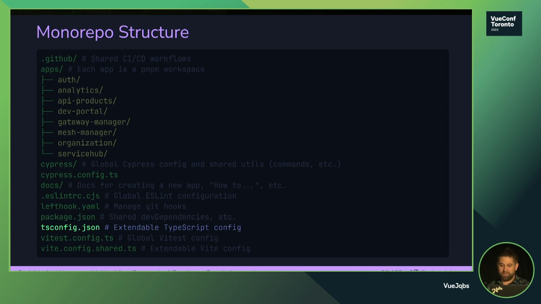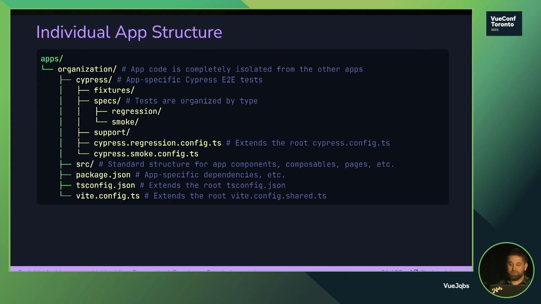Same thing here for the TS config and the Vite config, right? Just shared base configurations for all these apps that can then get extended. So let's dive a little bit into the structure of the individual apps. What does this look like? Again, we're inside that apps directory, and we're inside an organization folder. So this is its own separate micro front end.